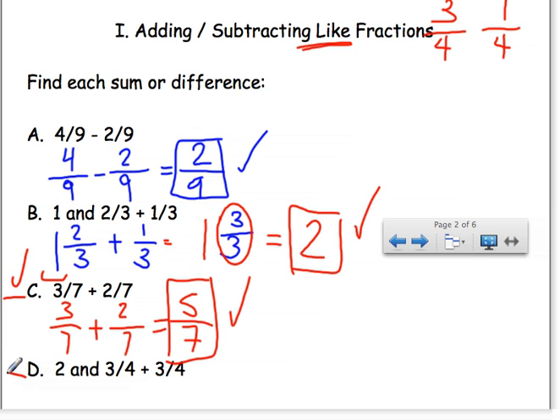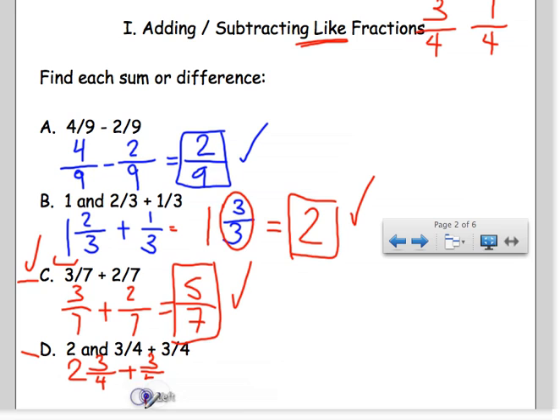D was a little bit more complicated because you had, again, a mixed number like 2 3/4 plus a like fraction 3/4. Just like last time, I'll bring my whole number over and I know that there's going to be 2 there. And then I have to add 3/4 plus 3/4. 3/4 plus 3/4 are like fractions, so my denominator will be 4. 3 plus 3 is 6.